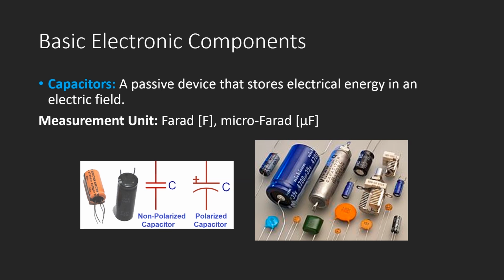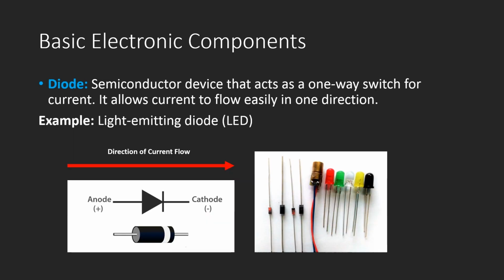The unit of measurement of capacitance is the farad, which is also expressed as microfarads, or the equivalent of 1/1,000,000 of a farad. In the figure on the left, you can see the symbols used to represent a capacitor in electric circuit diagrams. The last component we'll talk about is the diode, which is a semiconductor device that acts as a one-way switch for current. This allows current to flow easily in one direction and restricts it from flowing in the opposite direction.